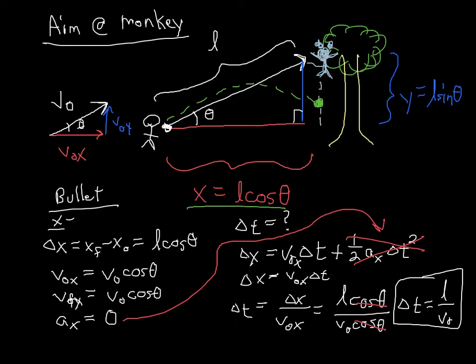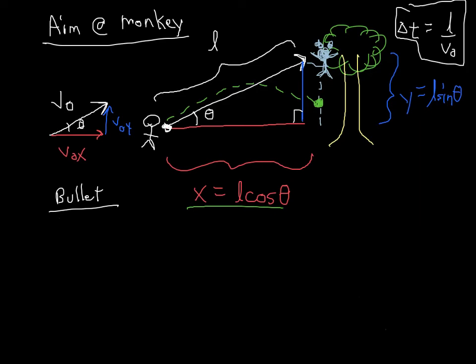So change in time, very useful variable to get, very useful variable to know for any kind of projectile motion problem. So I've got my bullet or my dart in the x direction. I use that to find change in t. What do we do from here? Okay, so where do I go from here?